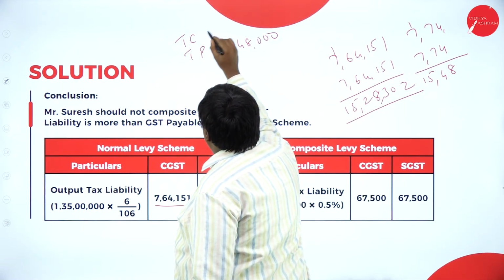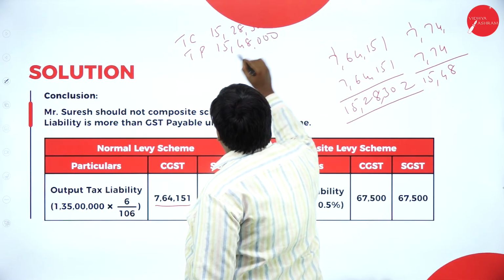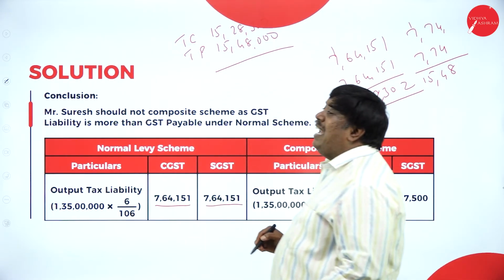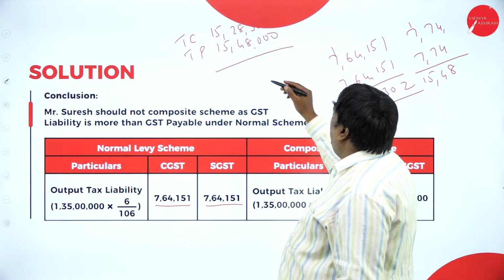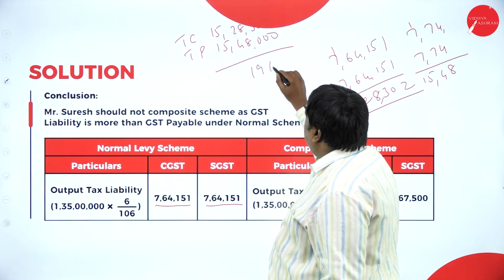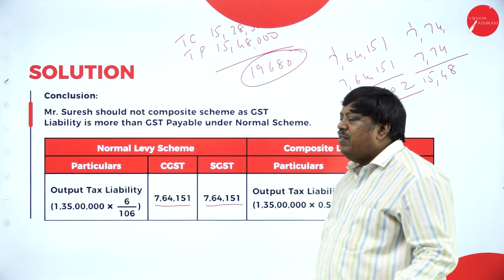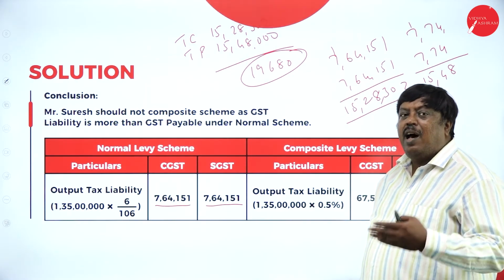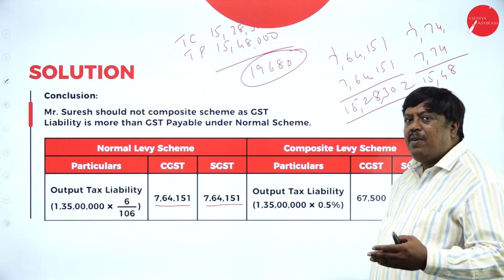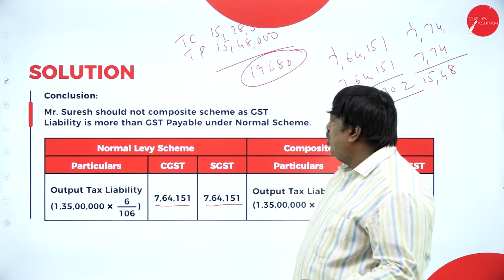Tax collected 15 lakh 28,302. So now here I have paid excess amount to the government here. What is the difference amount we have here? 19,680. This excess amount can be adjusted with the further transaction, whatever we are going to make in the upcoming month or in the upcoming sale or services provided for the consumers.